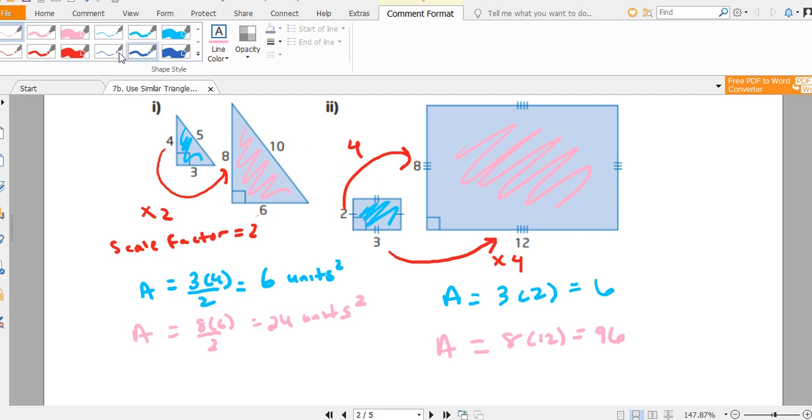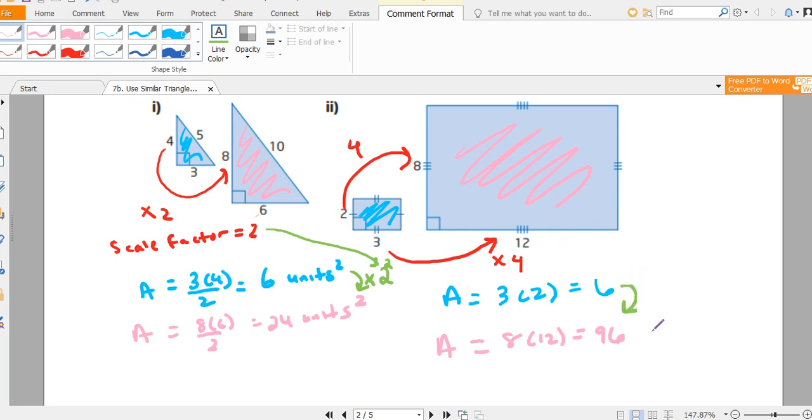Do you see a pattern? Well, let's take a look. I'm going to use a different color. From 6 to 24, we had to multiply by 4, right? But where do we get 4? Well, times 2 squared. And where did I get 2 from? The scale factor.